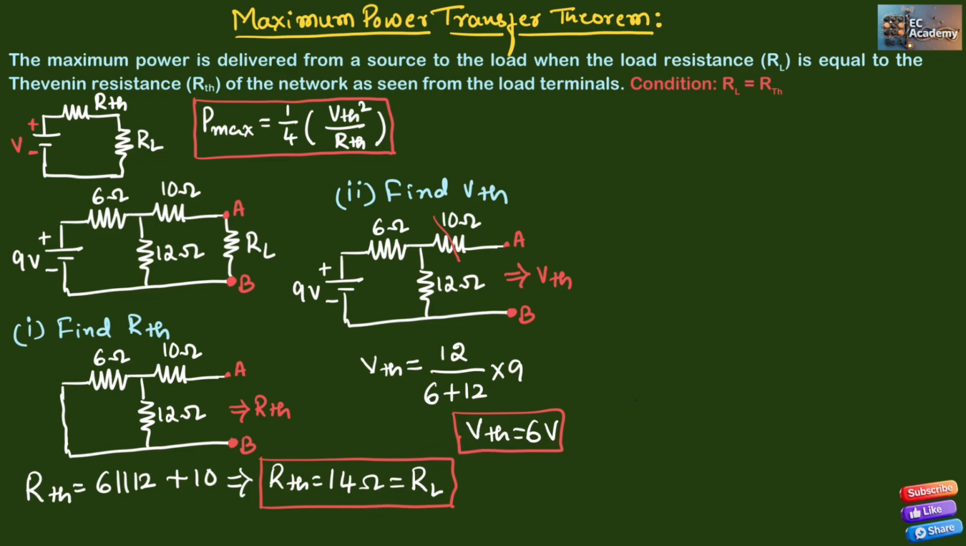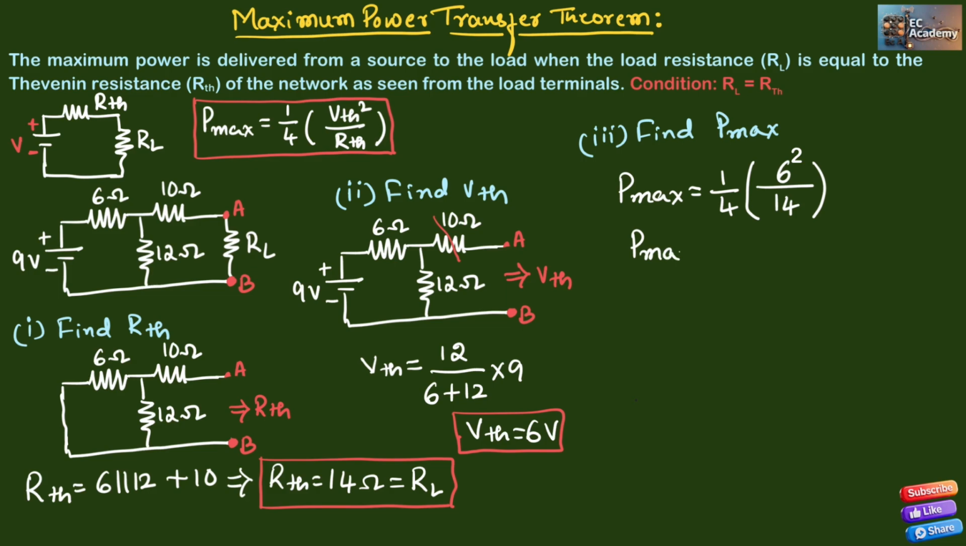We need to calculate the maximum power using this formula. So we can write P maximum will be equal to 1/4 multiplied by VTH, which is 6 volts, squared, divided by RTH, which is 14 ohm. If we simplify this, we will get P maximum equal to 0.64 watts. So this is the maximum power that is delivered by the source when RTH is equal to RL.